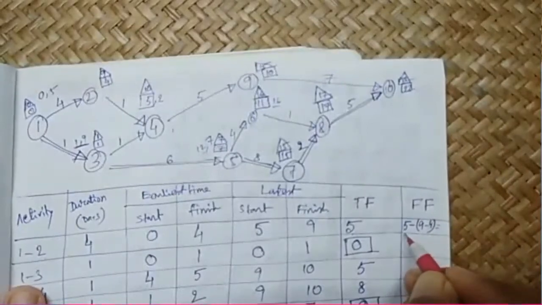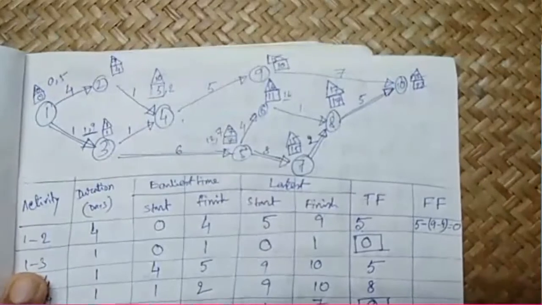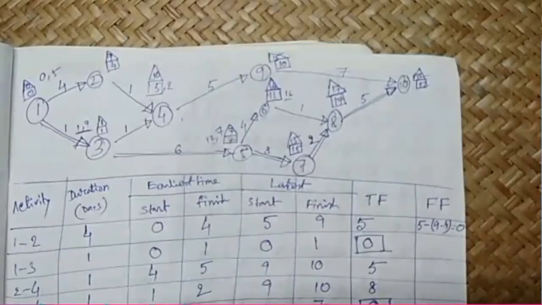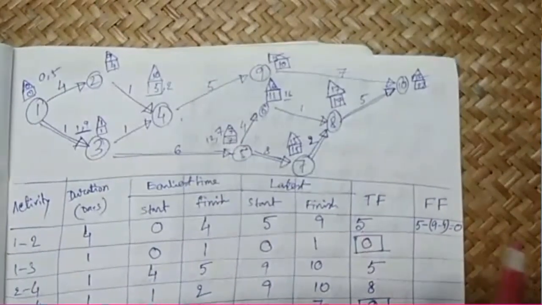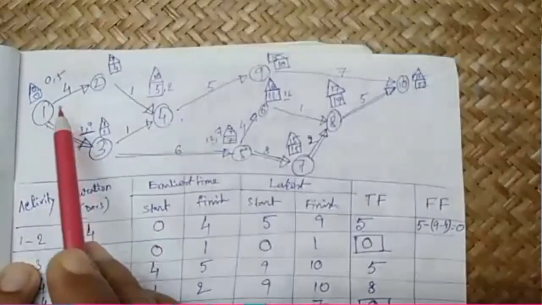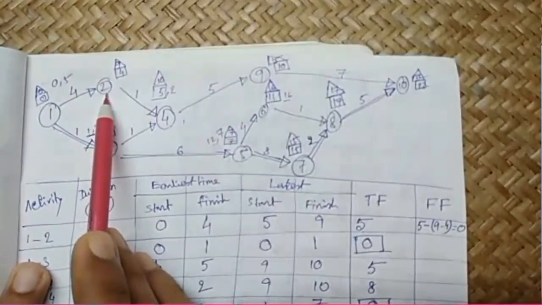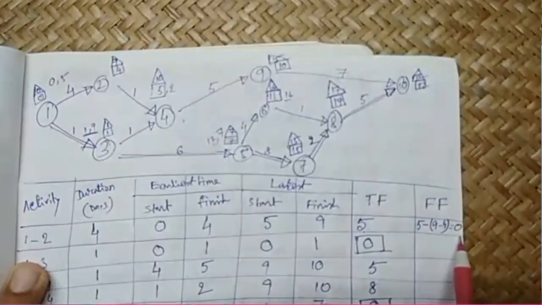So this becomes 5 minus 5, which becomes 0. Okay. So the free float is total float minus head event slack. Total float is 5, and if we go activity 1 2, this is activity 1 2, and this event 2 having the slack of 9 minus 4, that is 5. So 5 minus 5, it gives us 0. That's why we write here 0.